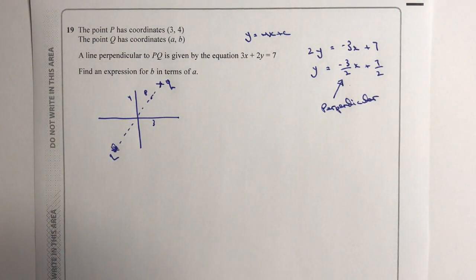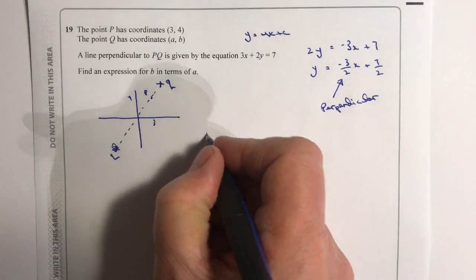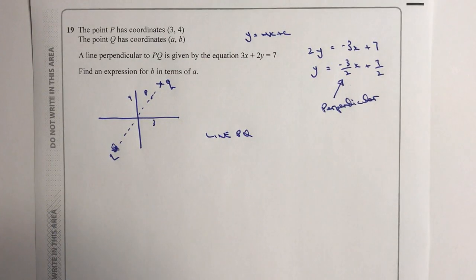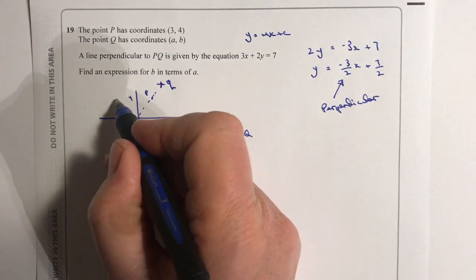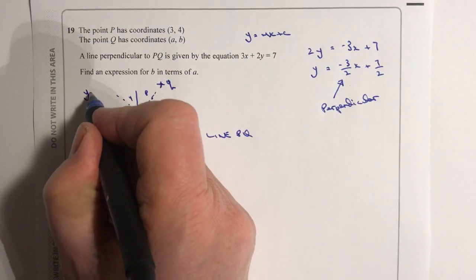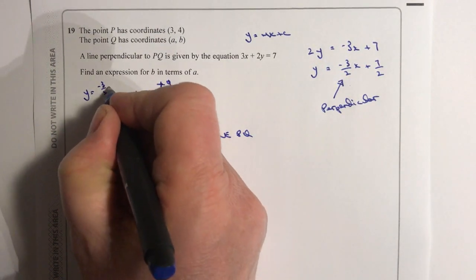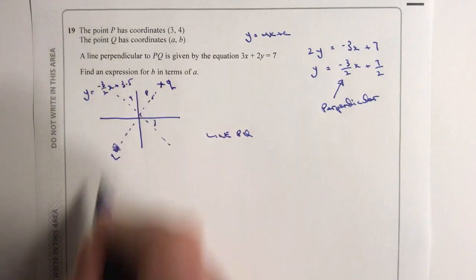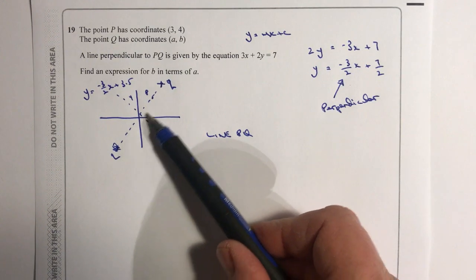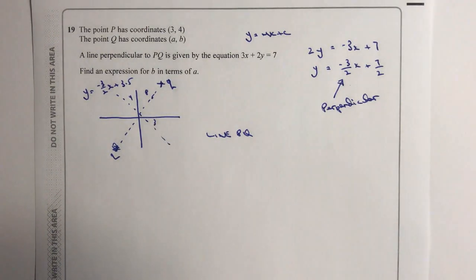So if I'm looking at line PQ, what I do know now is that rather than being something that goes kind of like this along here, which is y equals minus 3 over 2x plus 3.5, I'm actually looking at this line now, which I know is at 90 degrees, and because it's at 90 degrees it means that the gradient is the negative reciprocal.